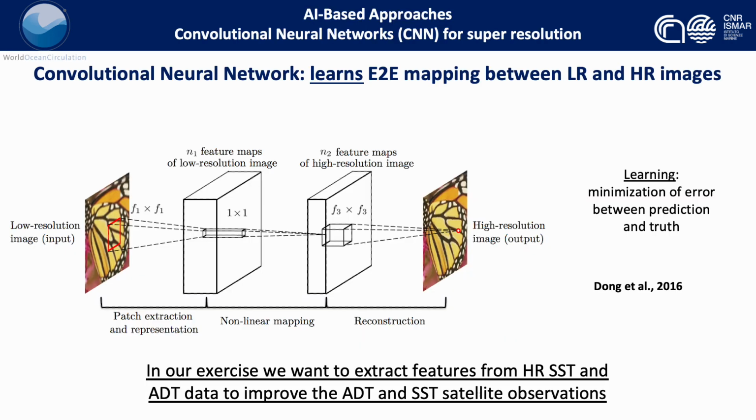So here we use convolutional neural networks that are built to learn an end-to-end mapping methodology between low-resolution and high-resolution images. This is operated applying convolutional filters that firstly extract features from the low-resolution image, let's say our starting point, our satellite observation, then remap these features onto a high-resolution image, and in the end reconstruct the high-resolution output. The learning is formally performed through a minimization of the error between our prediction and a ground truth, which has to be known a priori.